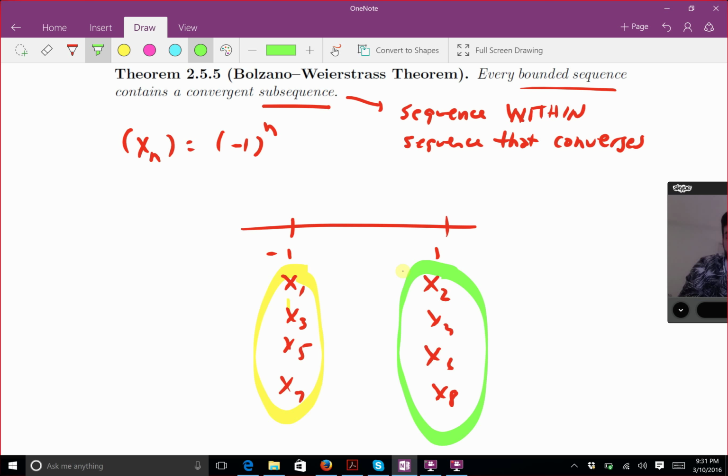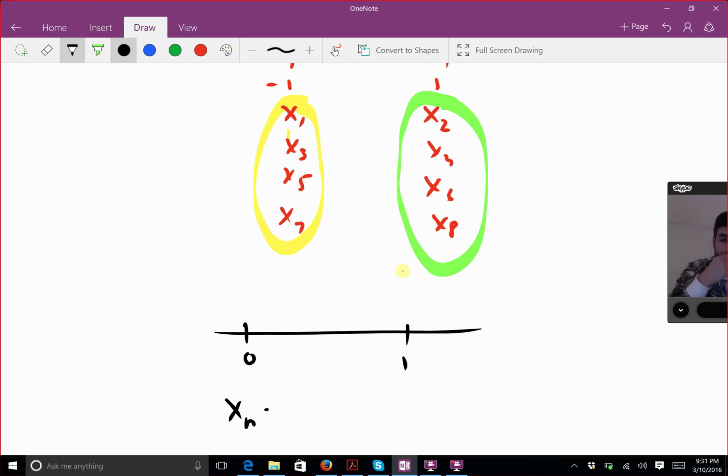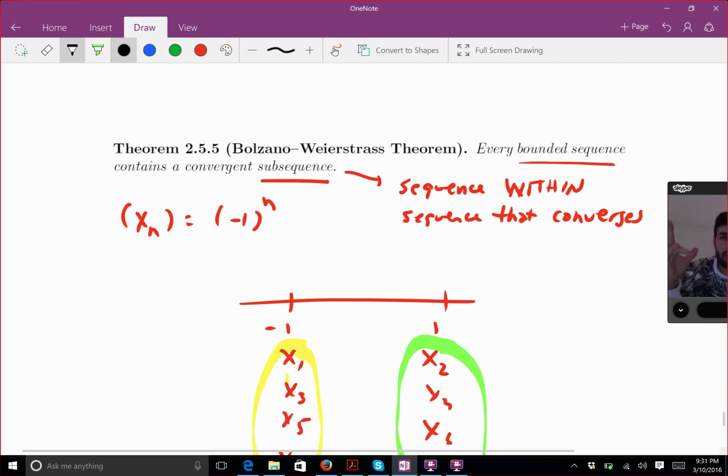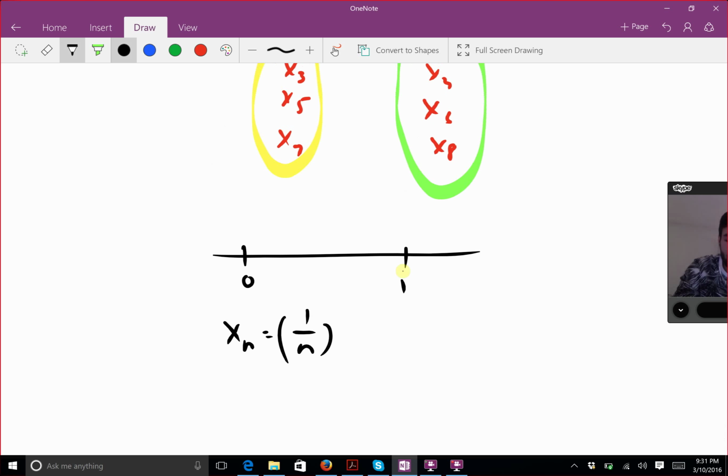Now, sometimes the subsequence is the whole sequence. I'll give you a really simple example. Suppose we look at this sequence here: x sub n is equal to 1 over n. Is this a bounded sequence? Yes, sure, it's bounded.